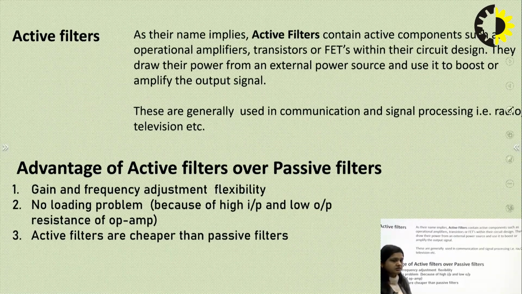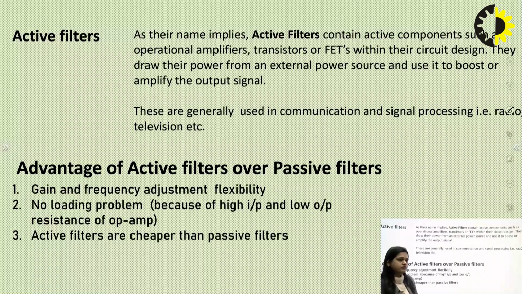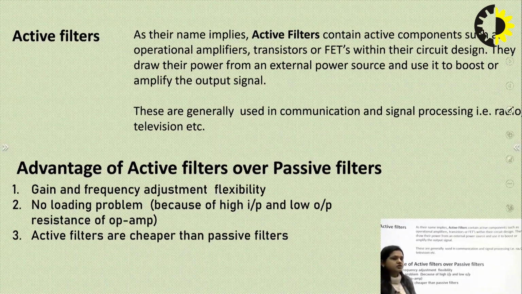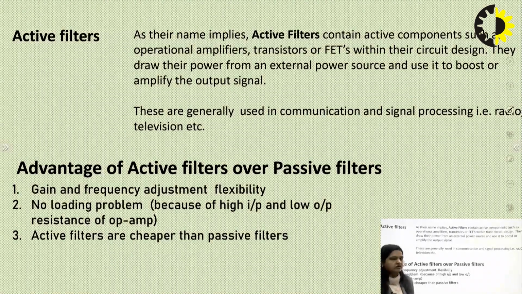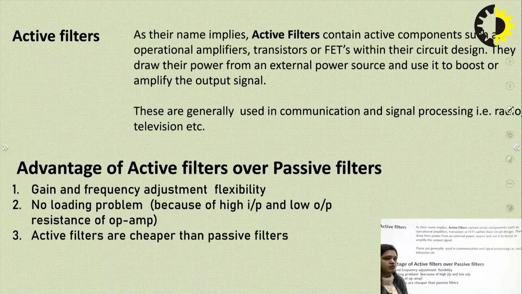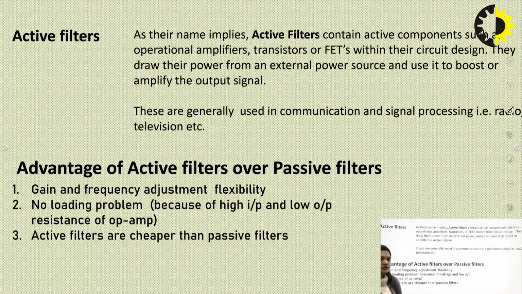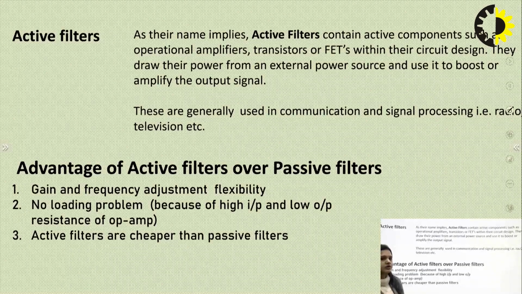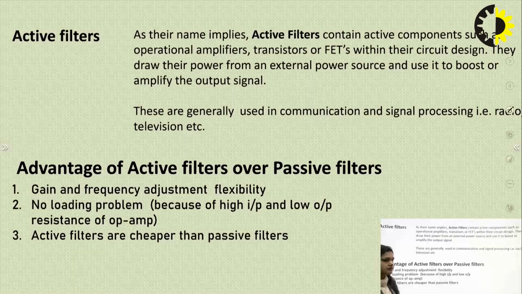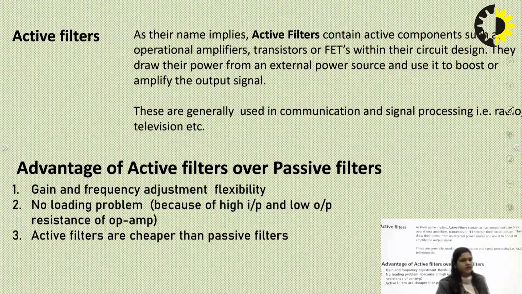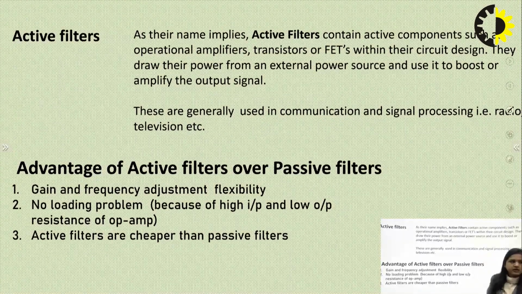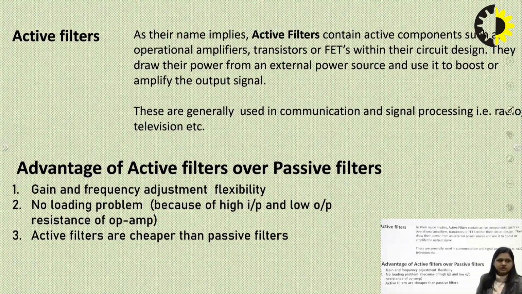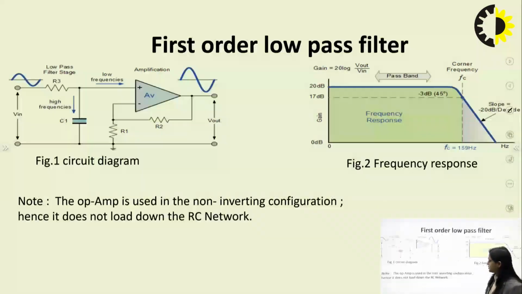Active filters, as the name implies, are those filters where we use active elements while designing the filters. Here the active filter means the use of operational amplifier, transistors or FET in the design of the circuit. By using the active components in the filter, we can achieve frequency selection as well as increase the gain of the filter. So, this is the advantage of active filter over passive filter. Also, here we get gain and frequency adjustment flexibility. The loading problem can be solved because of the high input impedance of the op-amp we use in the active filter. So, there is no loading issue, and the active filters are cheaper than the passive filters.